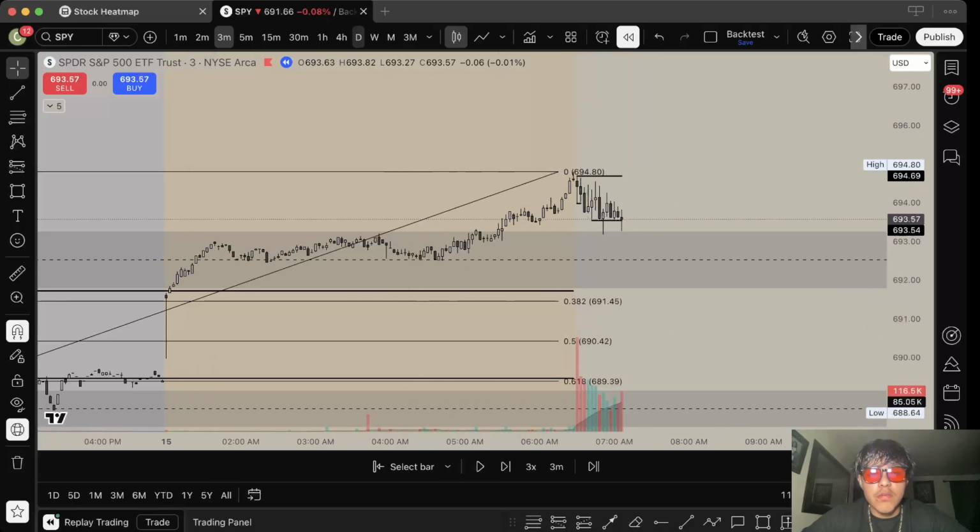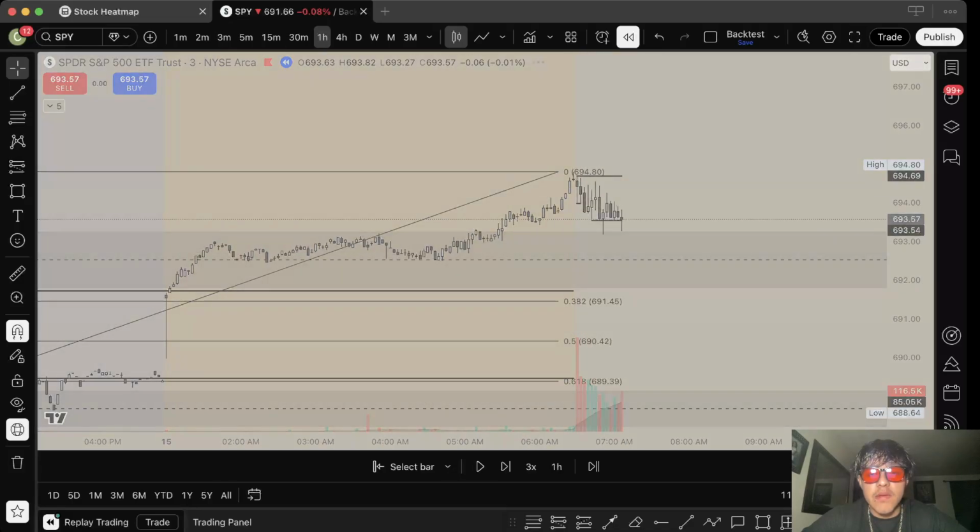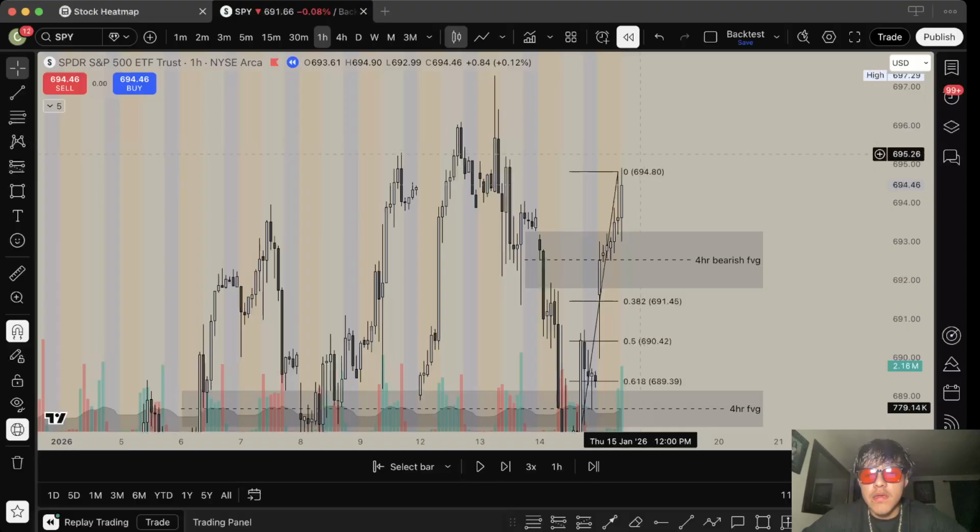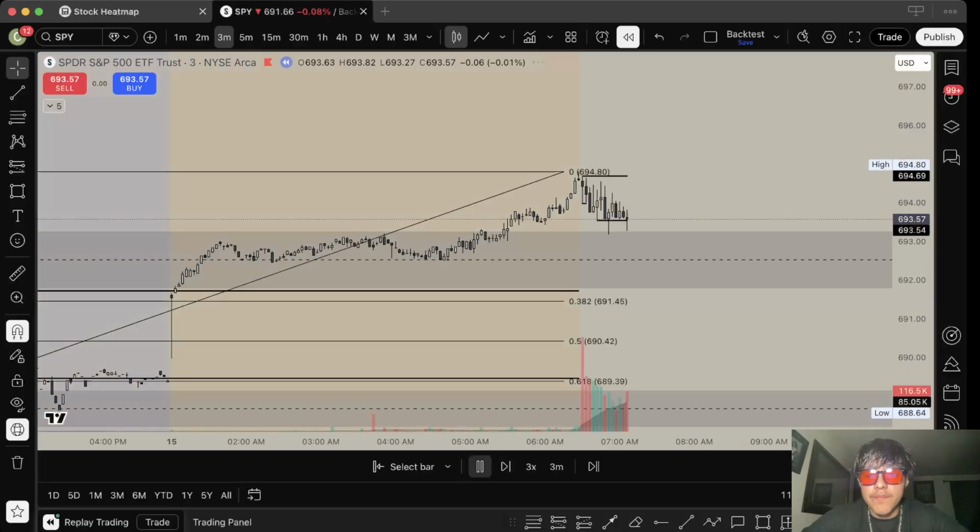It just seems like we inversed that fair value gap, right? We inversed it, and now we just came down. We're bouncing off of it, continue to go higher. So we're just being patient at this point and waiting for volume to present itself. Nothing much still. Okay.